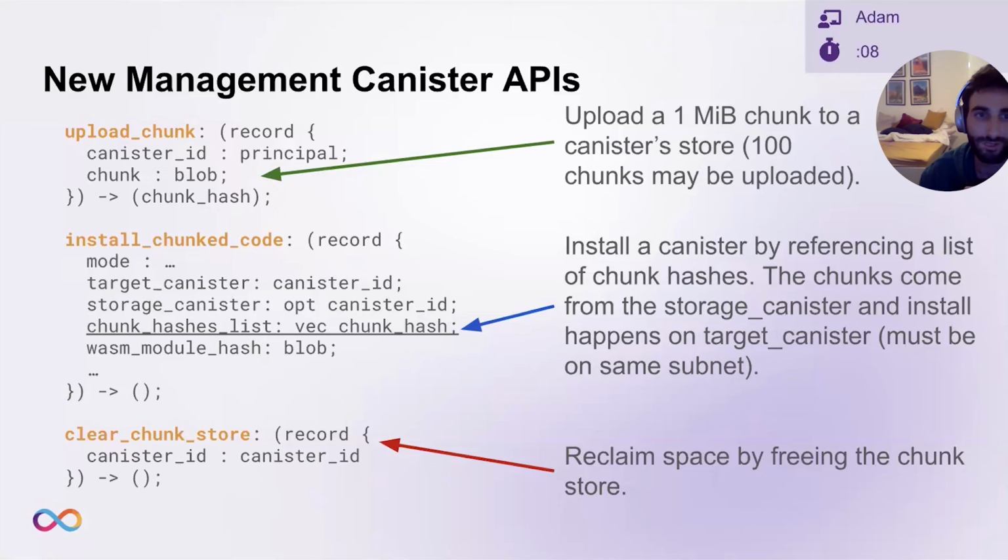But one interesting thing is that we allow you to install on a target canister and optionally name a separate storage canister. So if you are installing the same WASM on many canisters on the same subnet, you can upload the chunks one time to a single canister on that subnet and then do the installs on many other canisters on that same subnet, which can maybe save you some time and give you quicker deploys if you have one of these models where you have many, many canisters that have the same code on the same subnet.